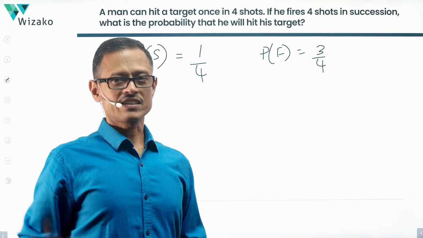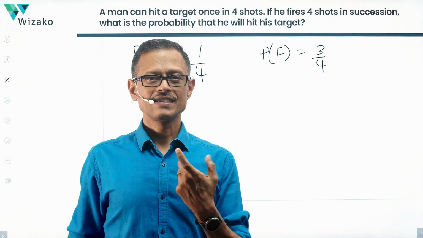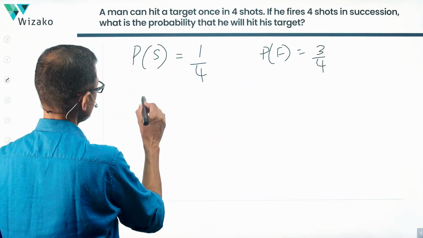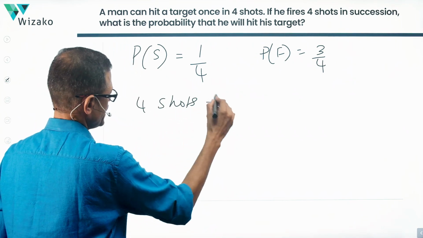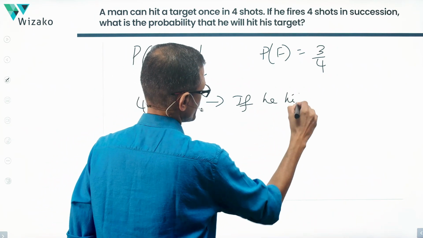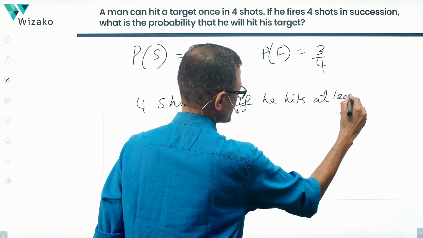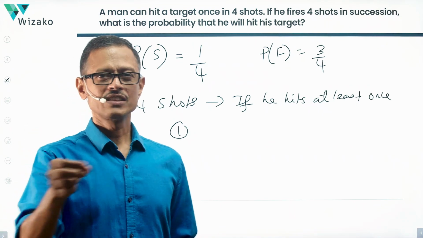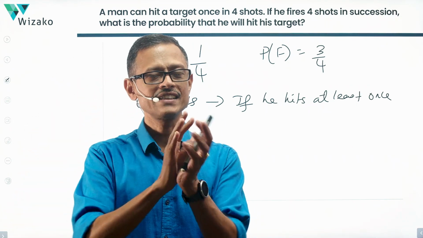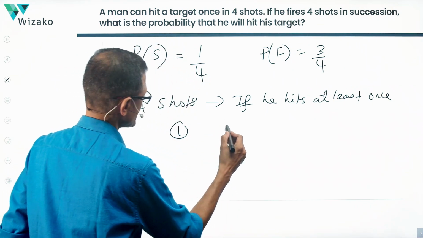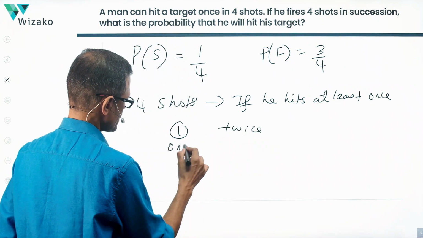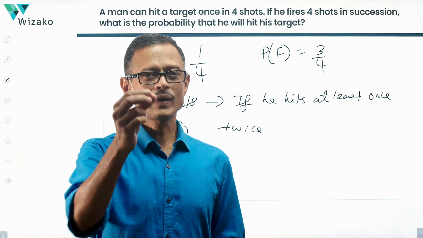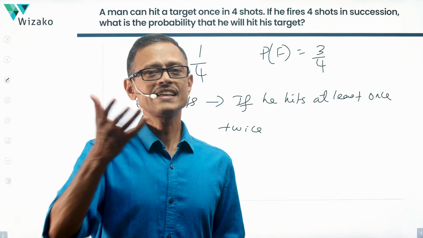Now he's taking 4 shots in succession. What do you mean by hitting the target? He gets to hit the target at least once. Let's make sense of that. If he hits at least once, what does that mean? He hits the target once. He takes 4 shots, the first or the second or the third or the fourth, he hits the target, it's a success. He hits the target twice, that's also a possibility. This is once, this is twice. 1 and 3 were success, 1 and 4 were success, 2 and 4 were success, right? So twice he hit the target out of the 4 successive shots, he still hit the target.